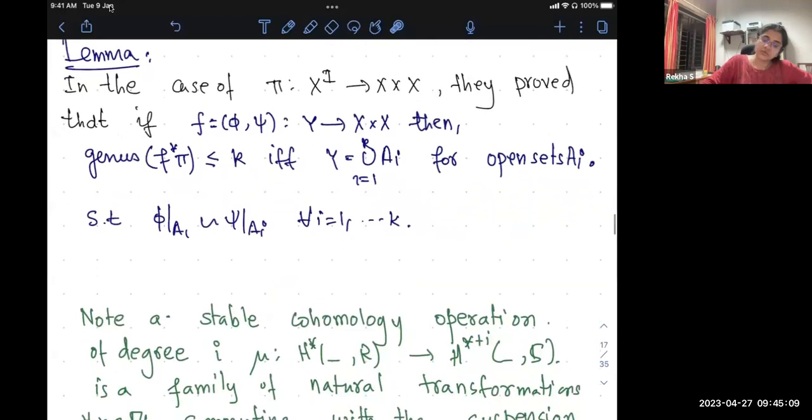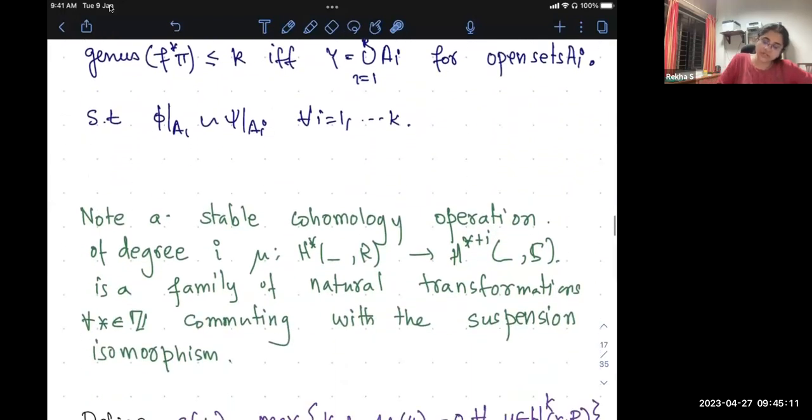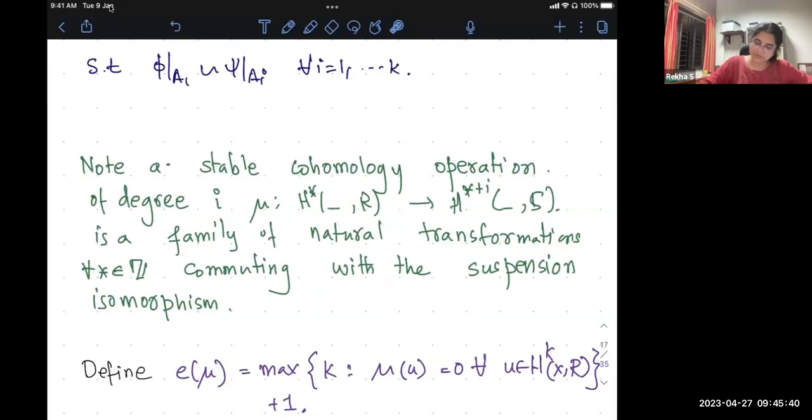Right? So just to recall, a stable cohomology operation of degree i is a family of group homomorphisms, H star going to H star plus i. The coefficients can be different, if you like, which exists for each star. And these maps will commute with the suspension isomorphism and any connecting homomorphisms that we have in long exact sequences.